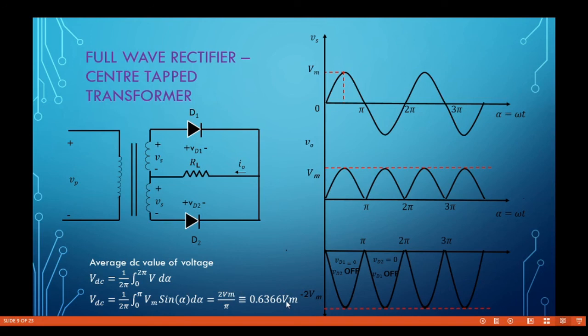and the value is 0.6366 times Vm. Now the peak inverse voltage in this diode, you can see that you are applying it twice. The voltage appears twice, at this side and this side. So in the cycles, the peak inverse voltage across the diode is twice Vm.